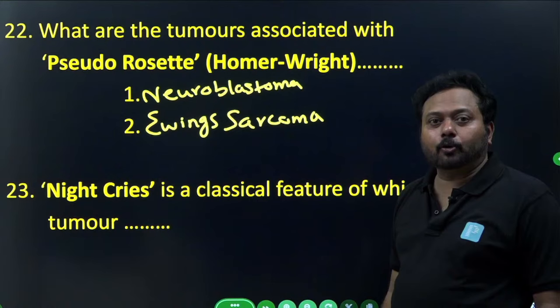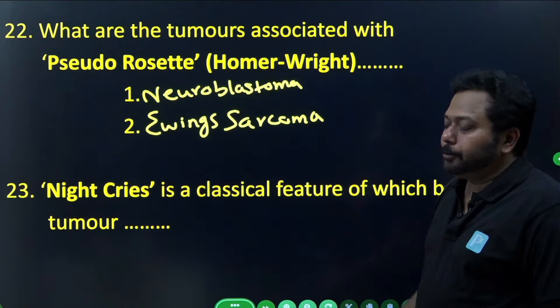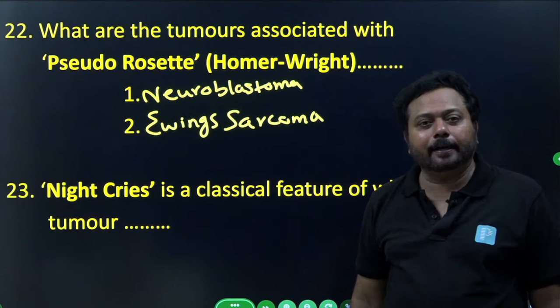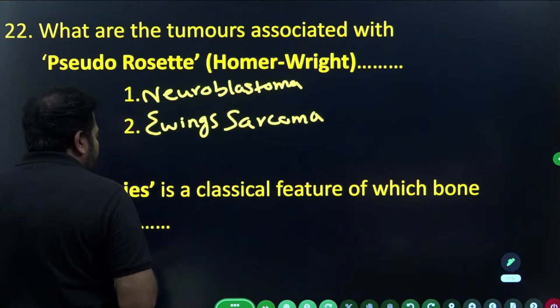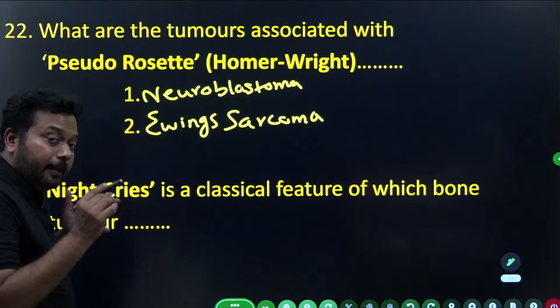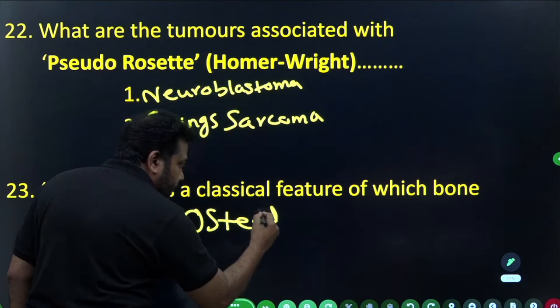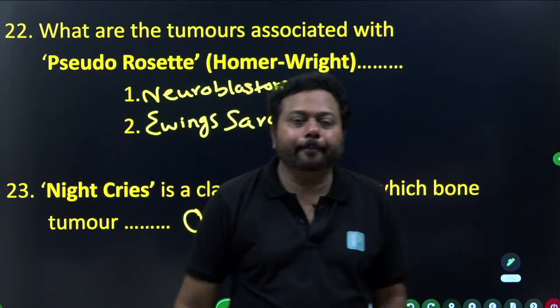Right, coming to the 23rd one-liner. Night cries is a classical feature of which bone tumor? Very simple. Whenever you come across the word night cries in the tumor chapter, the answer is osteoid osteoma. You know pretty well the hallmark of osteoid osteoma.